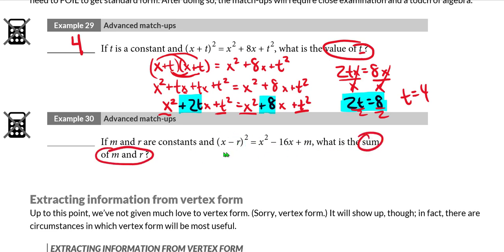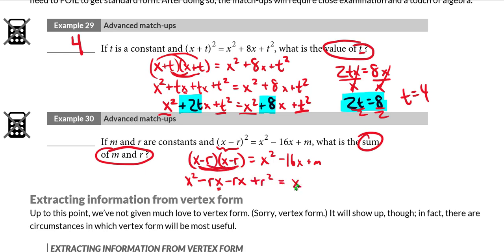Because I have that tip-off clue here, factored equals standard, I'm going to go ahead and FOIL out the factored side just as I did on the previous example. So what I get over there on the left is x squared minus Rx. Remember, I'm keeping the x second here, minus another Rx. So that's x squared minus Rx minus another Rx, and then plus r squared equals x squared minus 16x plus m. Combining those two middle terms, I'm going to do that over here. So that's x squared minus 2rx plus r squared equals x squared minus 16x plus m.